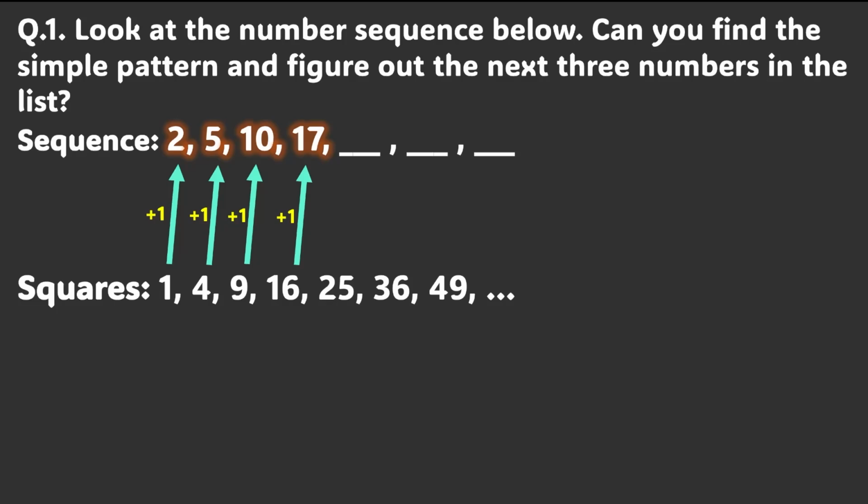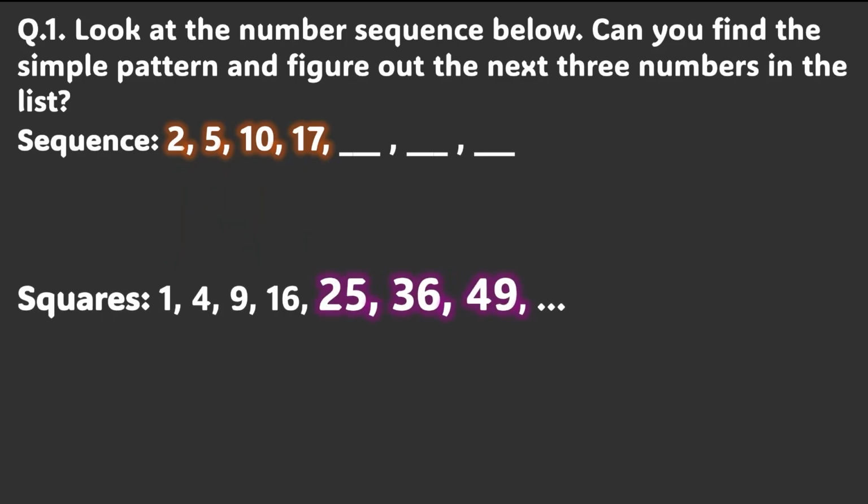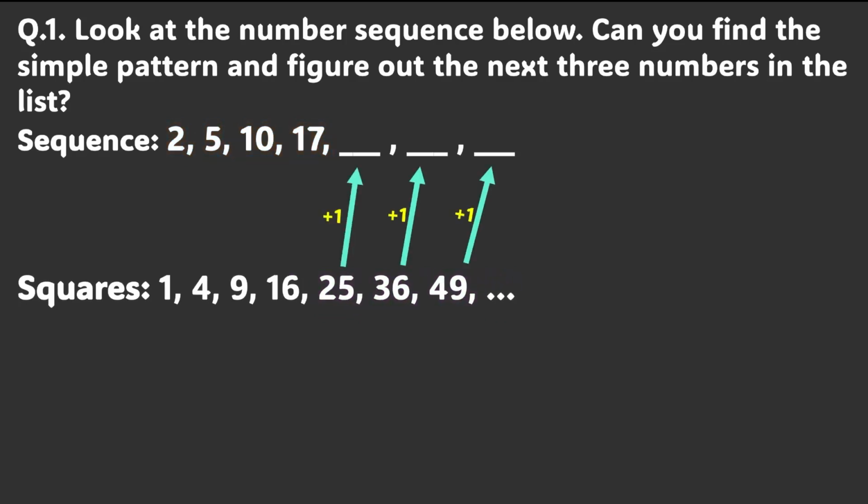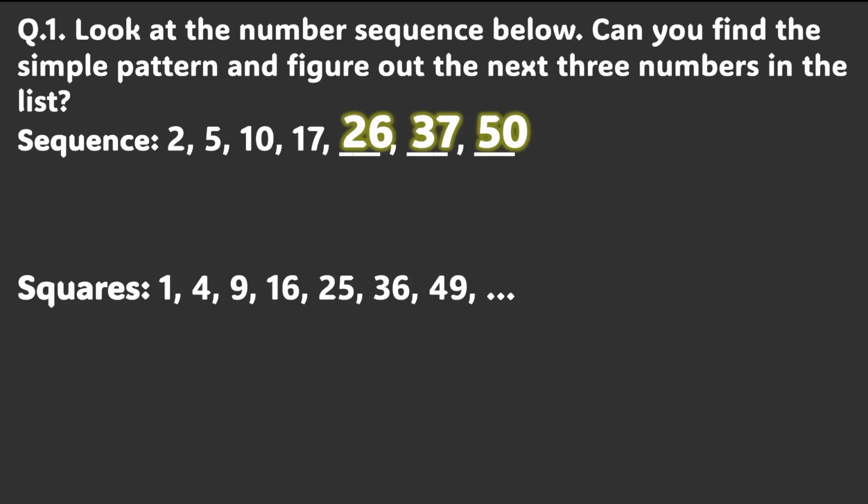Now all we need to do is find enough square numbers in this sequence, which we already have here, add 1 to them to get the required 3 numbers like this. So our final sequence is 2, 5, 10, 17, 26, 37 and 50.